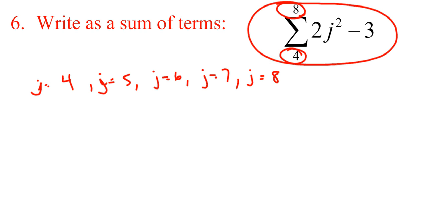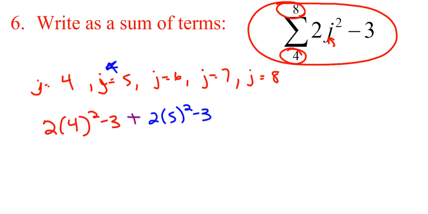So I'm going to go ahead and substitute in a 4 in that spot. So I'm going to write 2 times 4 squared minus 3. That's j equaling 4. Plus, because it's a summation series, so let me change colors right here. Plus, and then I'm going to do the 5th. So that's this one right here. So I'm going to go 2 times 5 squared minus 3. Then I come back, plus. Then I'm going to do this one right here, 6. 2 times 6 squared minus 3.